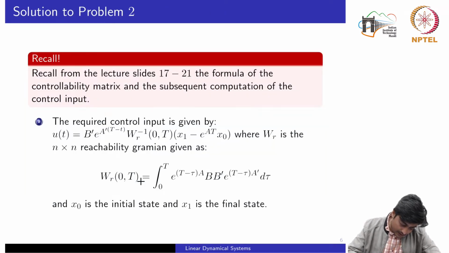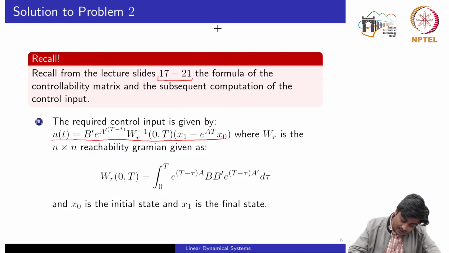By looking at the lecture slides from 17 to 21, you can compute the control input by using this formula. In fact, we have explicitly computed this formula to compute the control signal in terms of the Gramian matrix. Now here one important thing to notice is that this input is basically an open loop input.